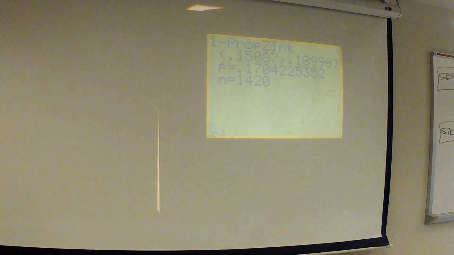What do you notice about this interval compared to the last one? How are they the same and how are they different? The margin of error shrunk. That's how they're different. How are they the same?